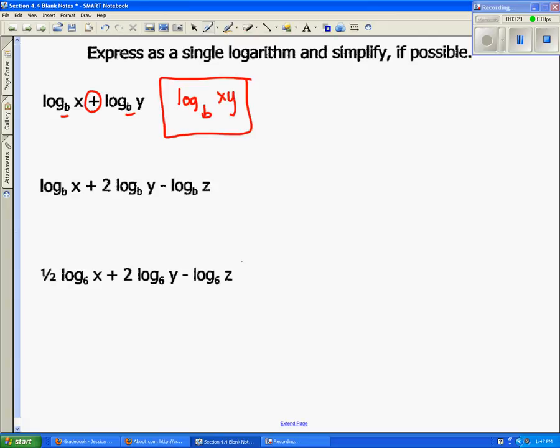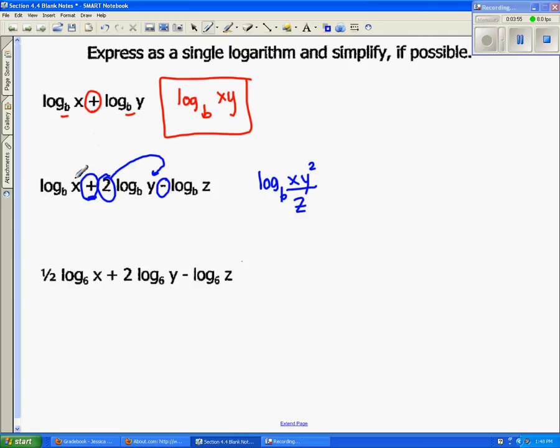And the next one, this is going to be multiplication, and this is going to represent a division, so I'm going to have log base b of x and then y. This 2 gets to come right here as an exponent, so that's y squared over, and because of subtraction, it's going to be a z.